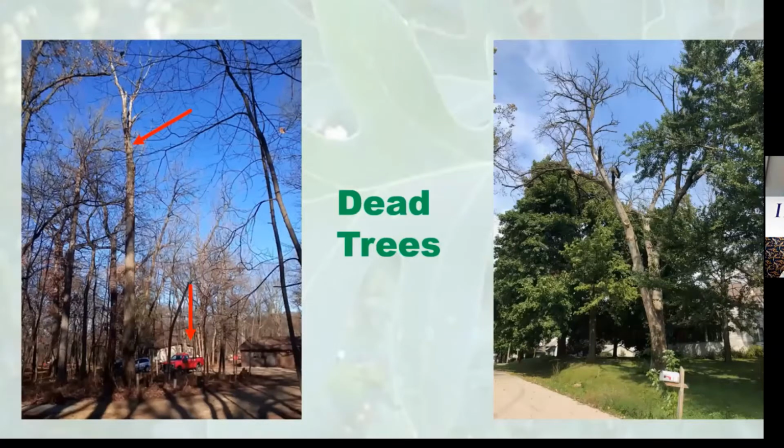Dead trees, of course. On the right there, you can see that dead leaning tree. When that fails, it's going to be on the street. And so that's something that could pose risk. The tree on the left is a tall dead oak. It's actually leaning away from the street, but it's leaning towards a parking lot. So that also poses some risk.